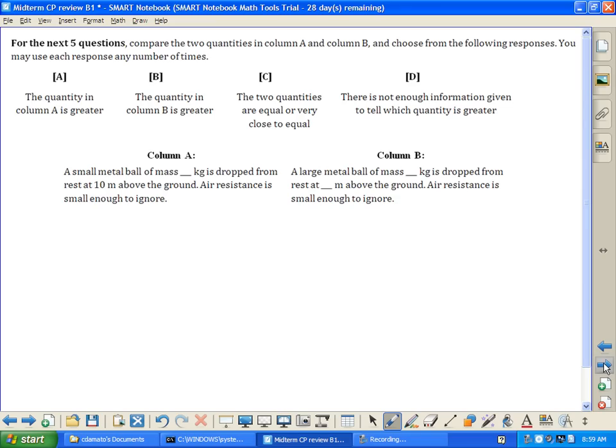Okay, we're going to be comparing quantities in plenty of these cases. Look at these choices and get familiar. You're going to choose A if this is greater. You're going to choose B if this is greater. C means they're equal or close to equal. D means can't say, not enough information given. So look at the situations as described here. A small metal ball of mass something dropped from rest at 10 meters above the ground. A large metal ball of mass blah. Let's just say that's 10, 2.